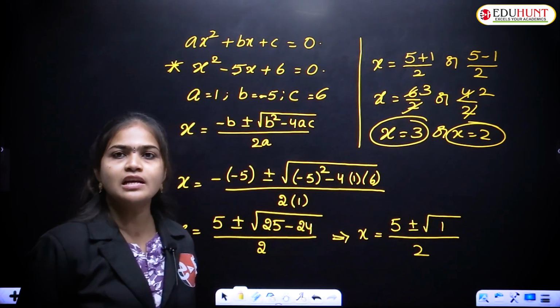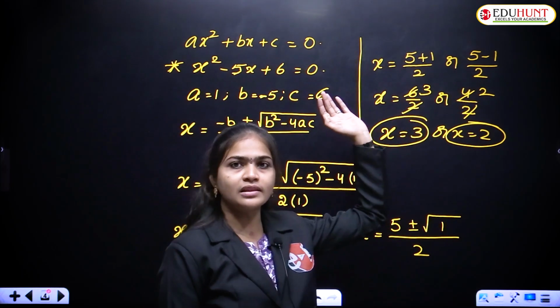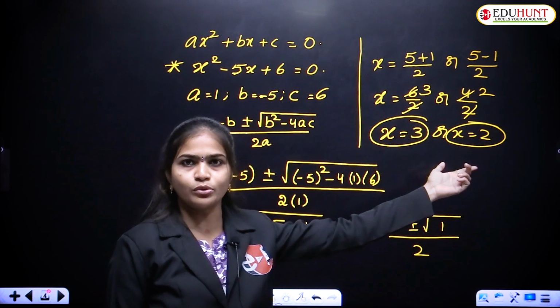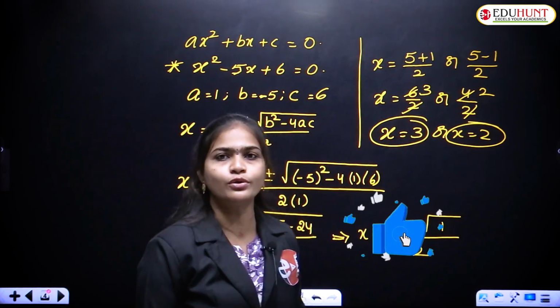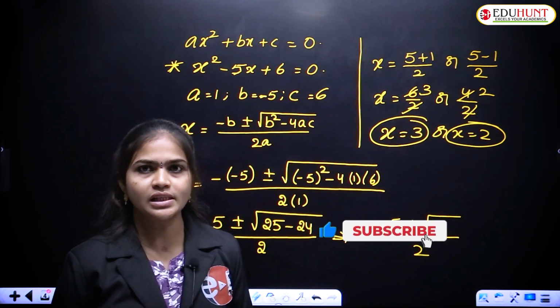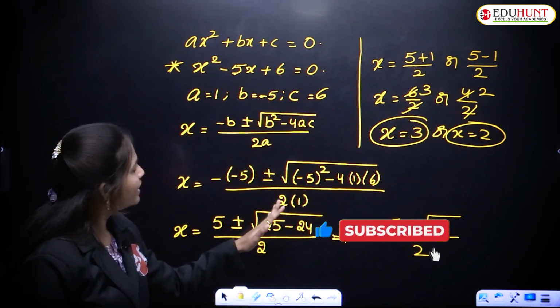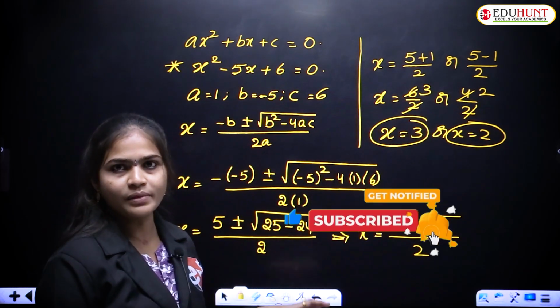Understand? So previously also we got the same values. By using those two methods also we got 3 and 2 only. So by using the quadratic formula also we are getting x is equal to 3 and 2. Am I clear to you, children? So in this way we have to use that formula.